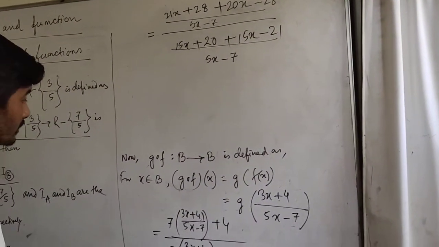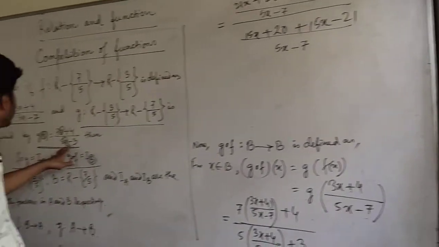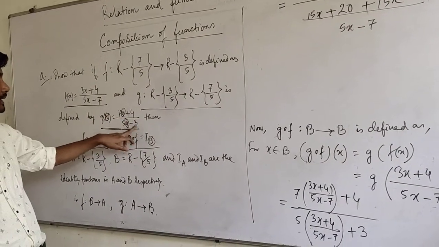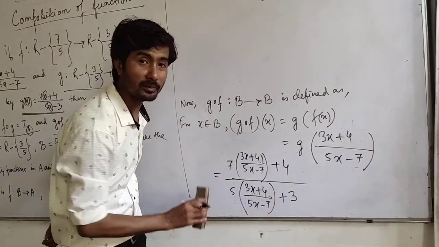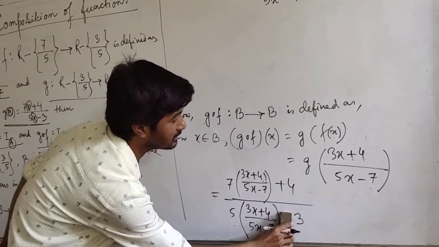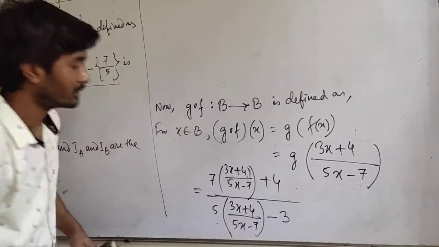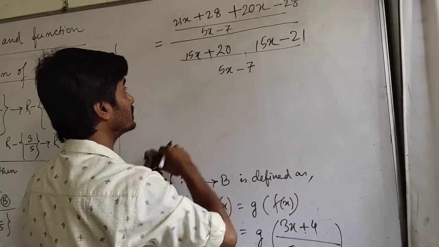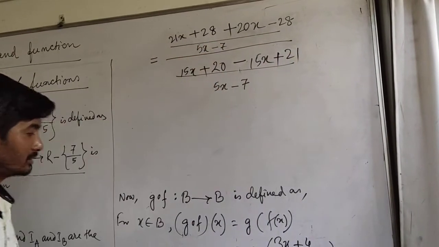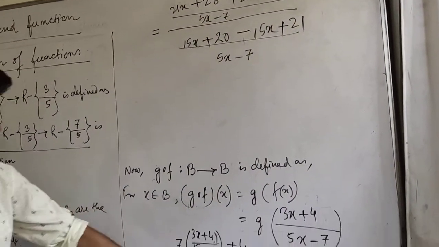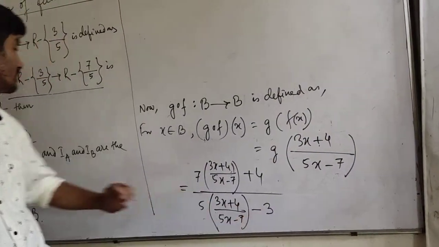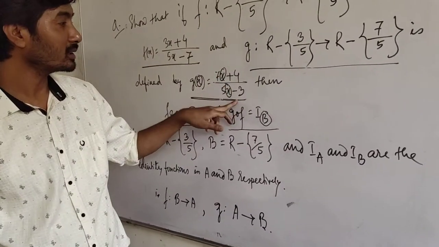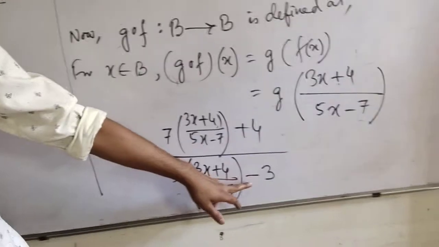I think somewhere we have committed some mistake. It was 5x minus 3, not 5x plus 3. Here the definition was 7x plus 4 by 5x minus 3, therefore I have committed one mistake here with this sign. It should be negative, and if it is negative then these two signs will change: this will become minus and this will become plus. So note that this sign should be negative, because the definition of gx is 7x plus 4 by 5x minus 3. In the denominator we have the sign as minus, therefore the sign here should be minus.